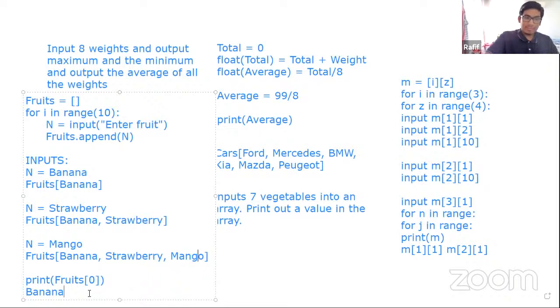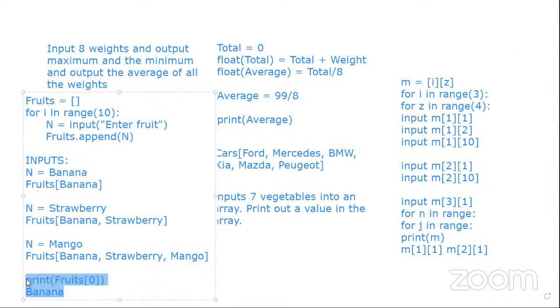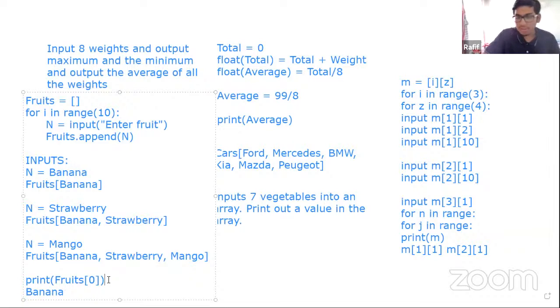So now this bit, print fruits 0. The thing about arrays is this is not data item 1. This is data item 0. This is data item 1. Strawberry is data item 1, and mango is data item 2. So banana is data item 0, strawberry is data item 1, mango is data item 2.